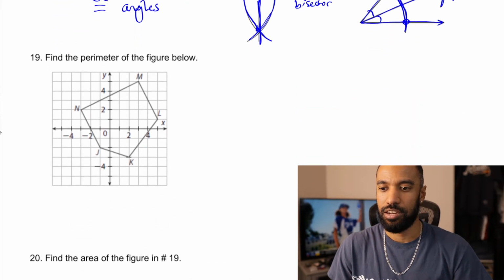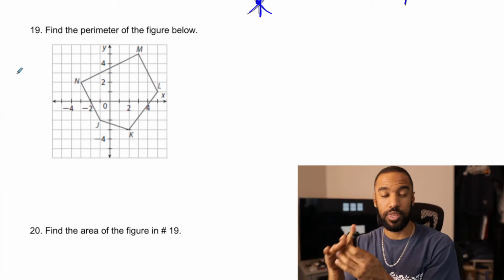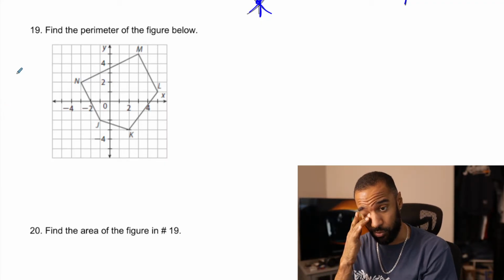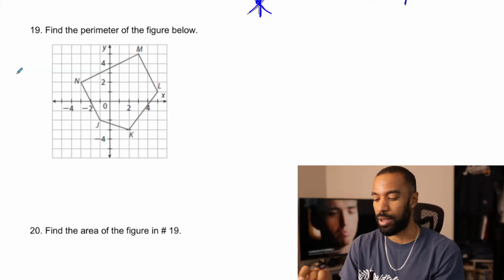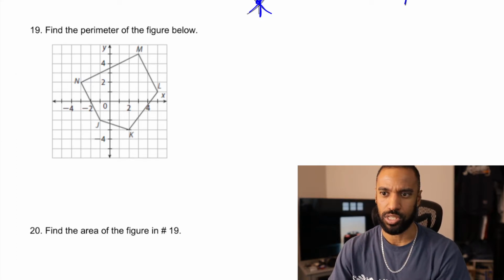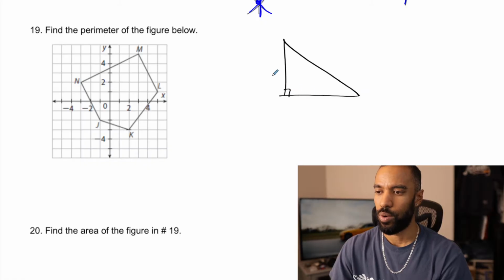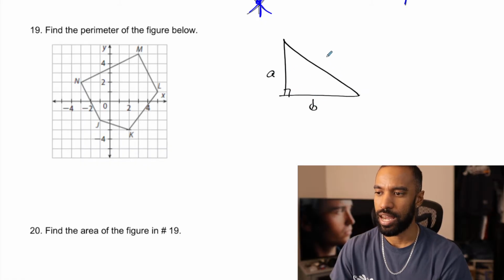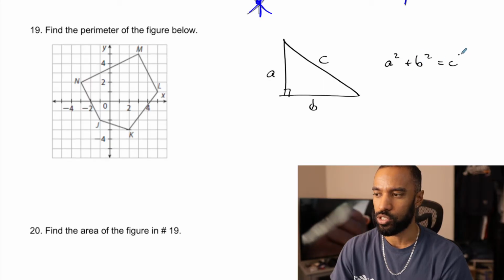All right, number 19, find the perimeter of the figure below. Here's an example where I'm going to use the Pythagorean theorem this time instead of the distance formula. I say that the distance formula is the Pythagorean theorem, but I'm not going to plug into an equation like that so much as I'm going to plug into just this equation right here. If you have some right triangle with leg lengths a and b, and hypotenuse c, the relationship is a squared plus b squared equals c squared.